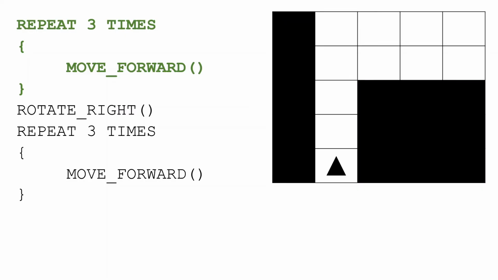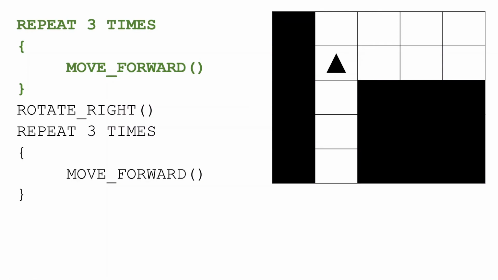Okay. So again, if you want to trace through it, go line by line, that's fine. But what is this doing? It's moving the triangle, the robot, 3 times. It moves forward 1, 2, 3. So I can tell you that it's going to end up right here after that green code executes. 1, 2, 3. Repeat 3 times.